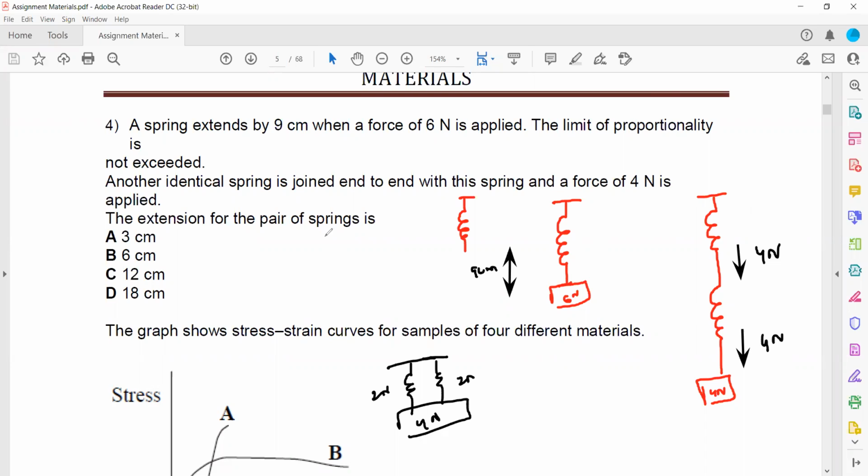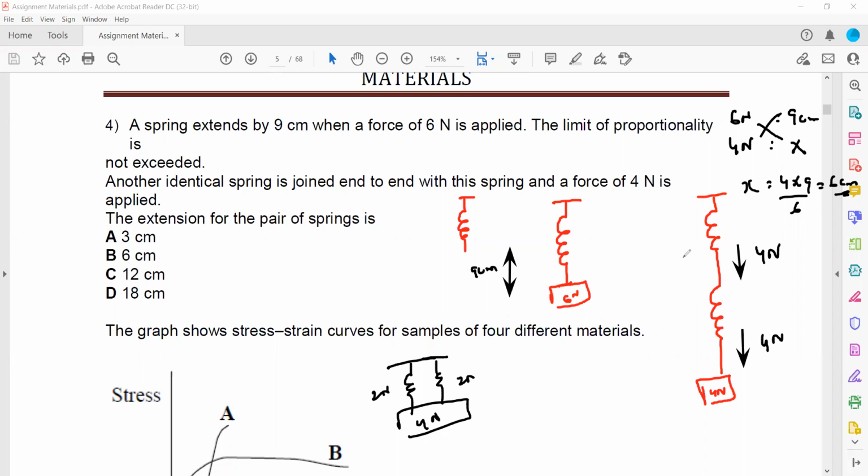So we have the ratio that if there is a force of 6 Newton, it is producing a 9 centimeter extension. So if there is a force of 4 Newton, how much extension does it produce? X. We cross multiply, so how much extension? It will be 4 multiplied by 9, and that is divided by 6. So 4 multiplied by 9, 36, and 36 divided by 6, so it will be equal to 6 centimeter.